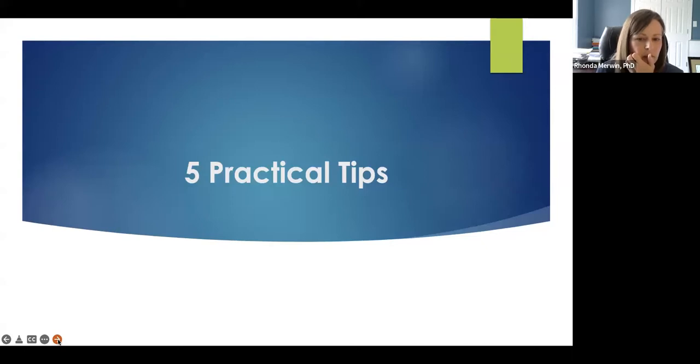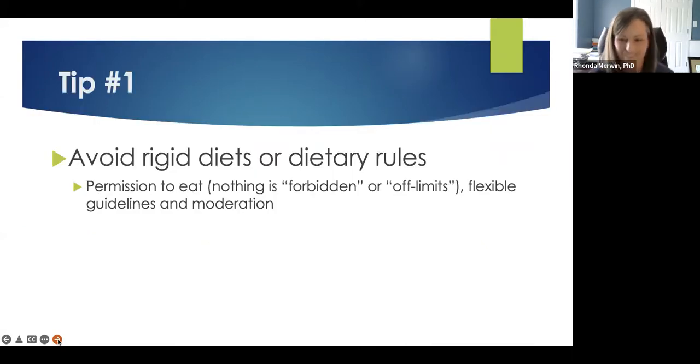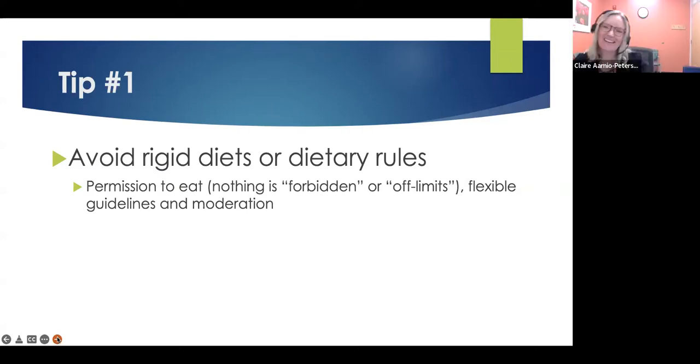So practical tips. We need to get to this before we run out of time. What are your practical tips? All right. So do you want to go ahead and take this one, Claire? Yeah, absolutely. So I think we've alluded to this tip.